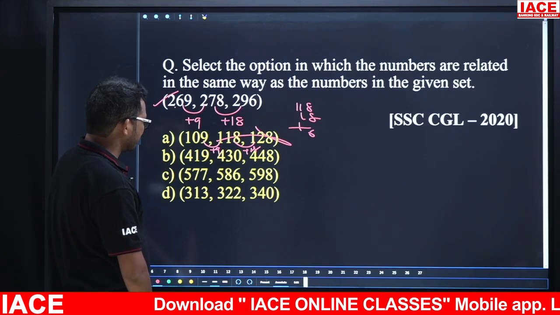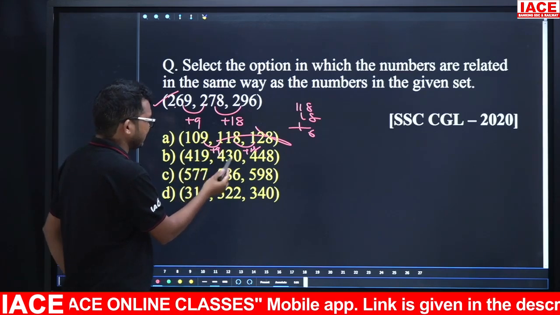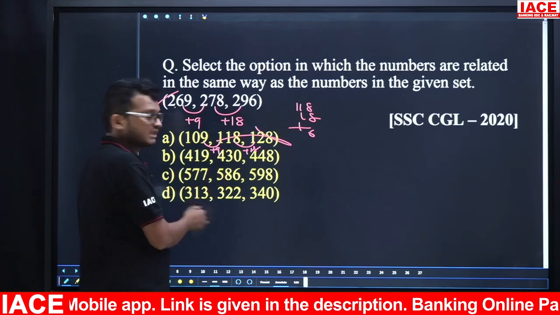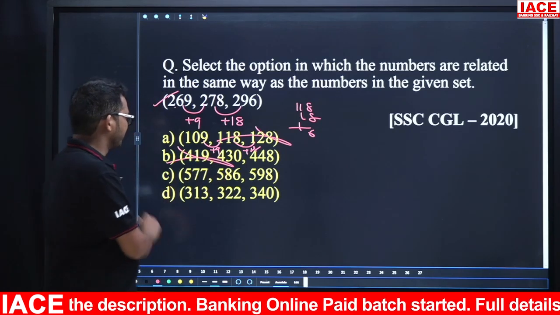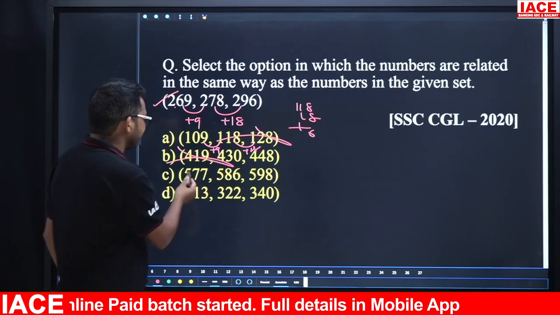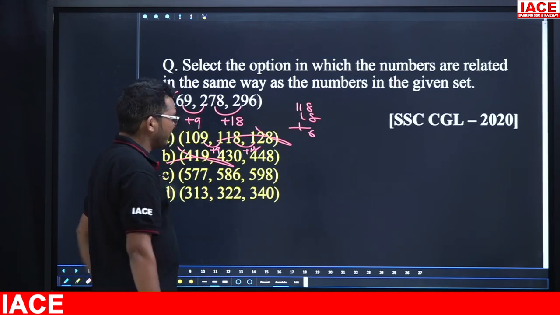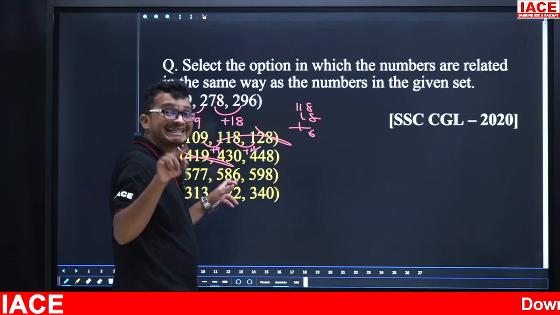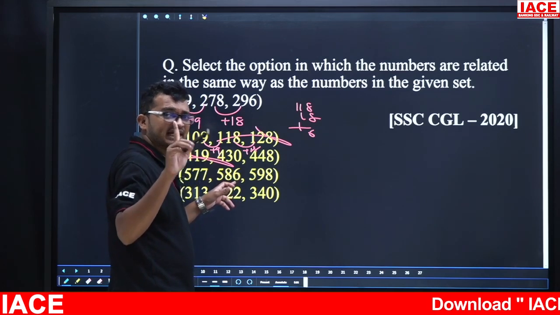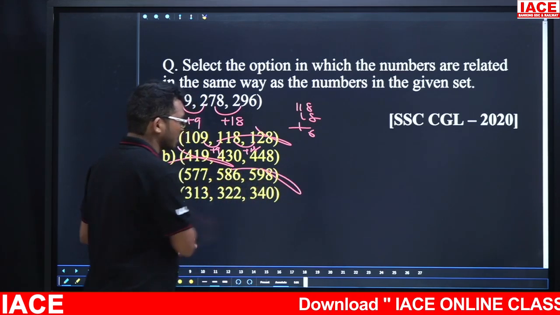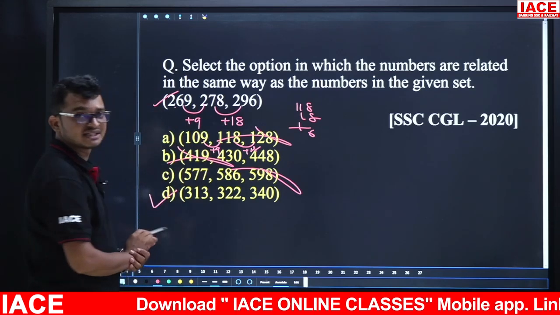Next one. First number plus 9: 419 plus 9 is 428. But here they have given 30. No chance. Next, first number plus 9: 577 plus 9 is 586. Now 586 plus 18: 6 plus 8 is what? The ending is 4. But here they have given 8. No chance. That means the remaining option D is the answer.